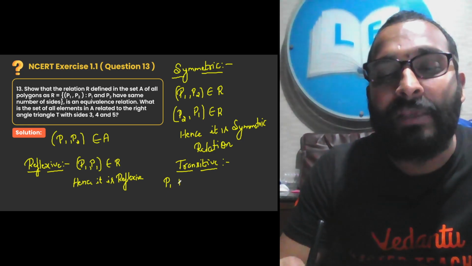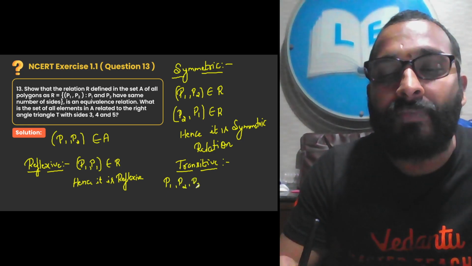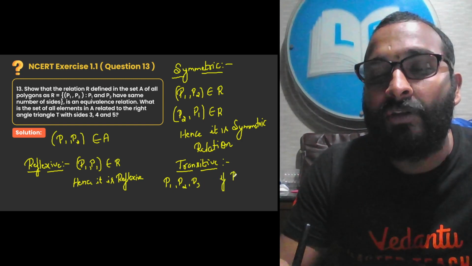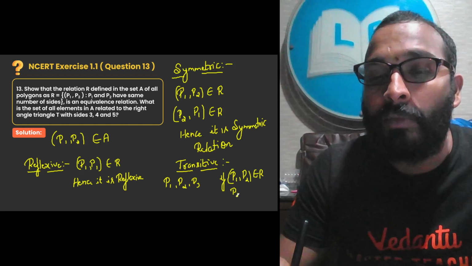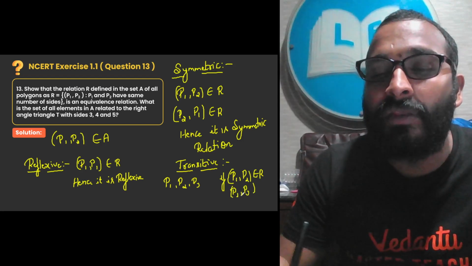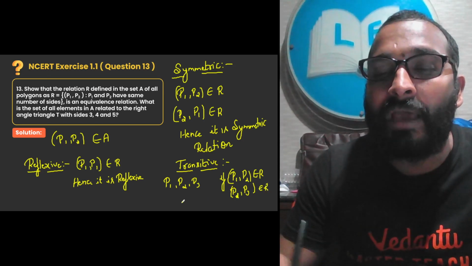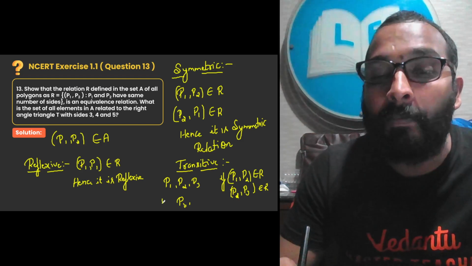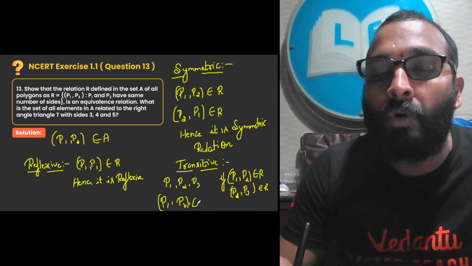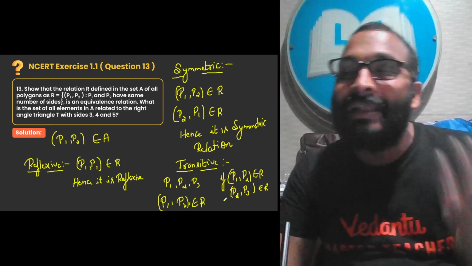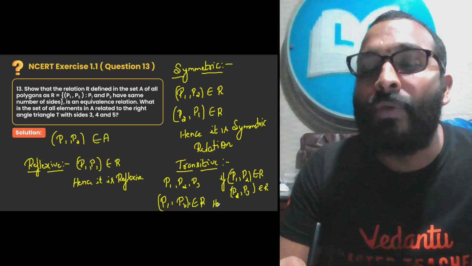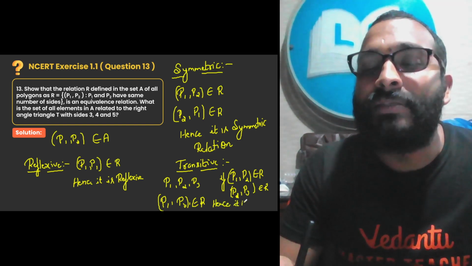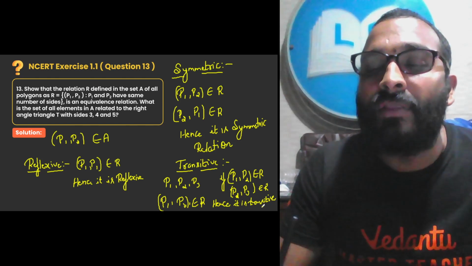Let us take three polygons, P1, P2, P3. Now see children, if P1, P2 are two polygons having the same number of sides, then P1, P2 belongs to R, and P2, P3 are polygons with the same number of sides, so P2, P3 also belongs to R. Now can we write P1, P3 also belongs to R, children? Yes, because if P1 has the same number of sides as P2 and P2 has the same number of sides as P3, then P3 and P1 have the same number of sides. Hence it is transitive, right children?